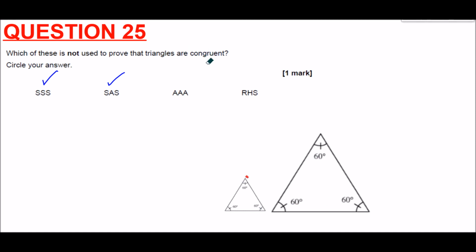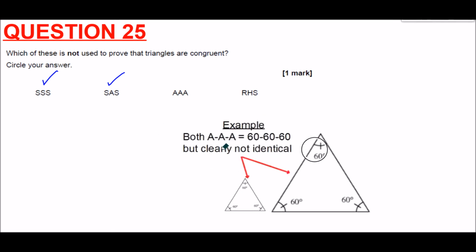Are they congruent? Remember, congruent means identical. Obviously they're not. If the angles are the same, the shapes will be similar, but they're not necessarily congruent. So they're clearly not identical. For that reason, if all the angles in a shape are the same, it's not a proof of congruency. So we need to circle this one.